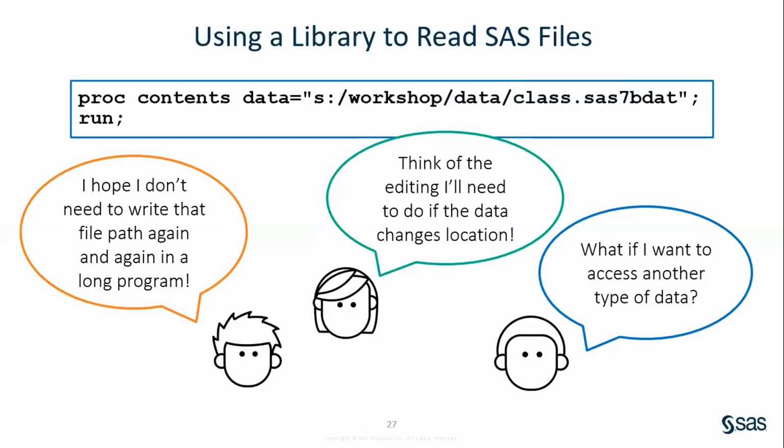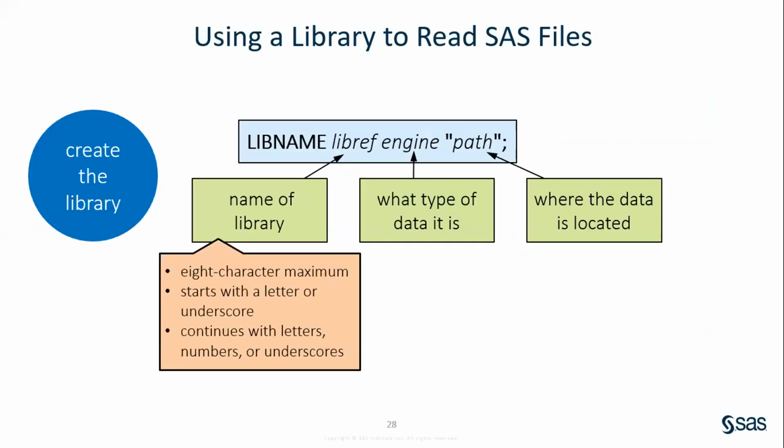This is the discussion they are trying to animate here with these faces, the various data analysts. What they think is, I hope I don't need to write that file path again and again in my long program. Think of the editing I'll need to do if the data changes location. Next, what if I want to access another type of data every time? If I always keep this path constant, these are the areas where one can have issues looking ahead. So let's make things simpler by creating a library.